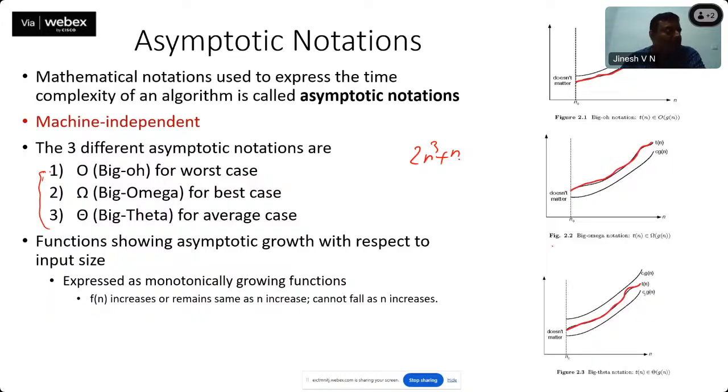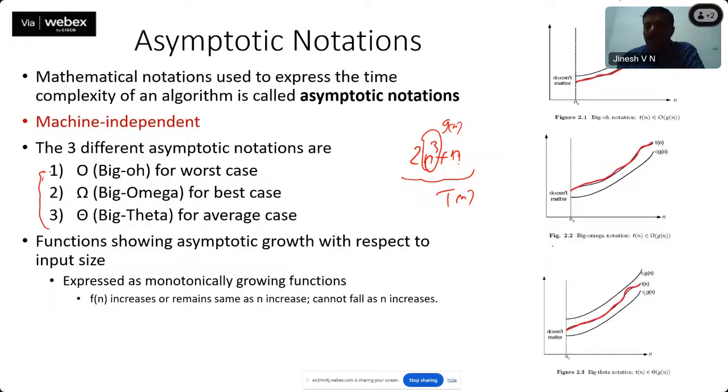Okay, 2n cube plus n. See here, what is your dominant factor? N cube. So this n cube, usually we will take as g of n. What is the order of g here? And this total function we will consider as t of n. This is how we will consider.